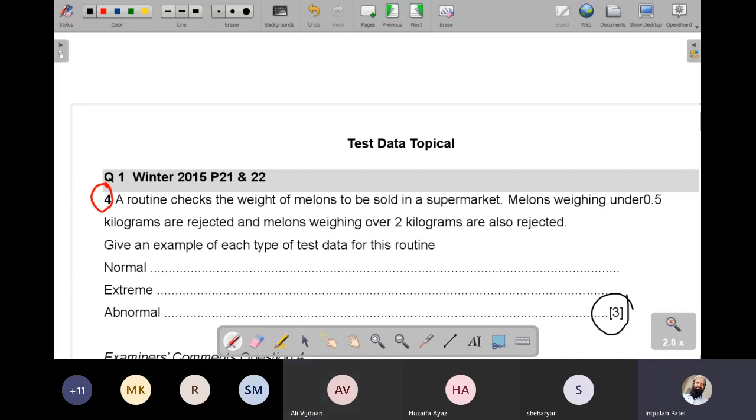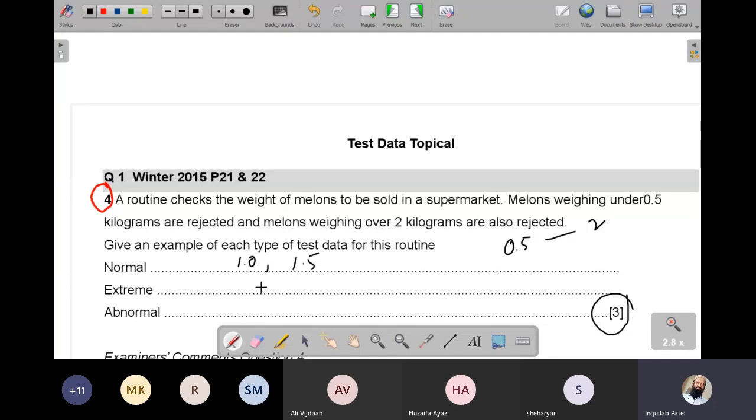Yes, Huzaifa. Normal: 1.5. Is a range given? Yes, the range is from 0.5 to 2, so values from 0.5 up to 2. For normal, at least two data items: 1.0 and 1.5. Very good.